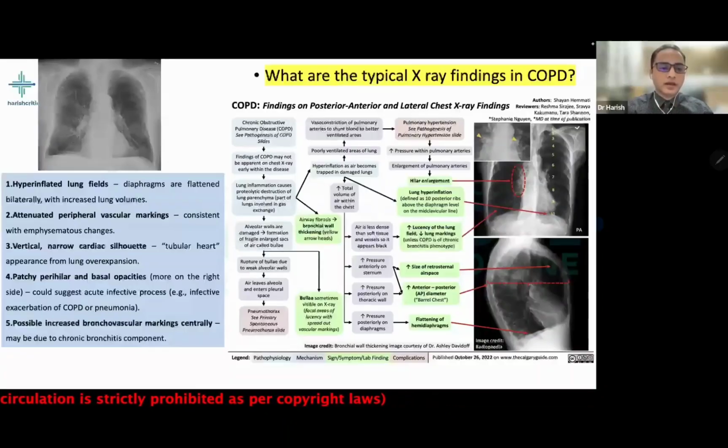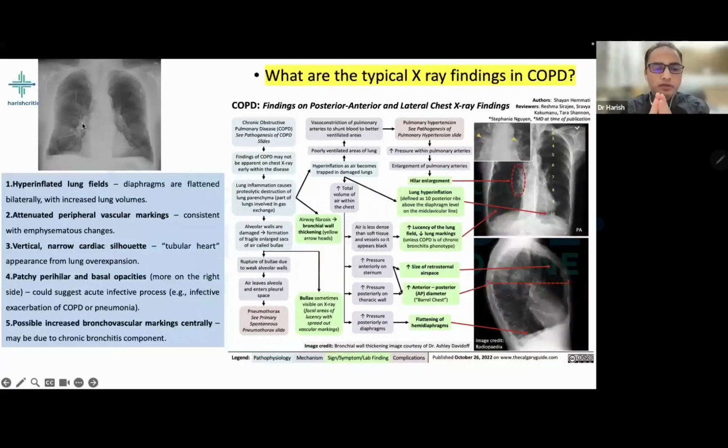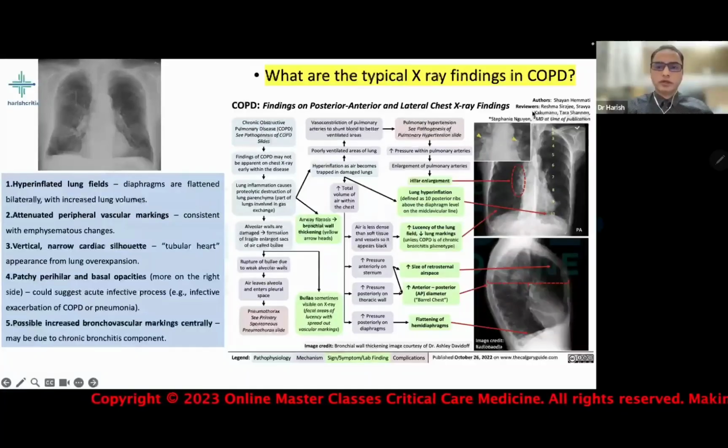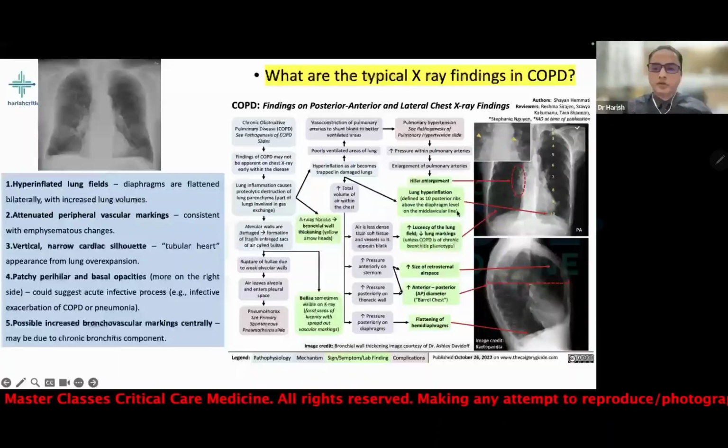So there is patchy perihilar and basal opacity. The patient has perihilar and basal opacities, more on the right side, which could suggest an acute infective process, for example an infective exacerbation of COPD or an add-on pneumonia. There is possibly increased bronchovascular marking centrally, maybe due to a chronic bronchitis component. So there is a background of COPD, a chronic bronchitis-like picture, with an acute infective exacerbation, based on the X-ray.